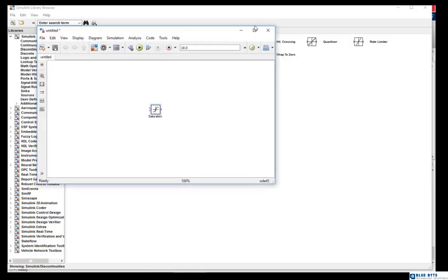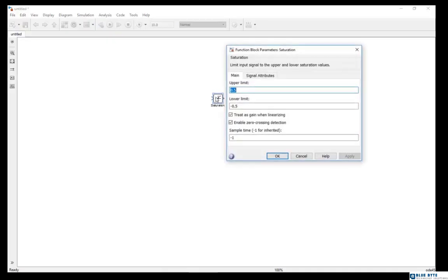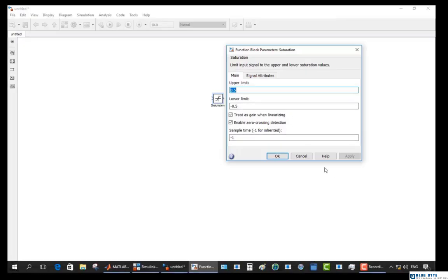If you remember, we had saturation in integrator in the continuous blocks library, which was used to limit the integrator output, but we can add saturation to any other block without integrator. I double click on the block. As you can see, I can set the upper and lower limit, which its default is 0.5 and minus 0.5.